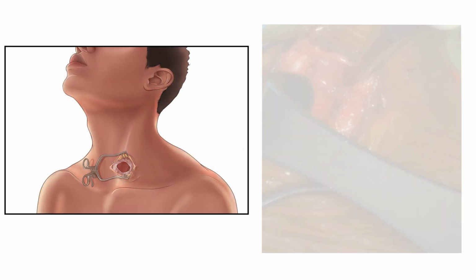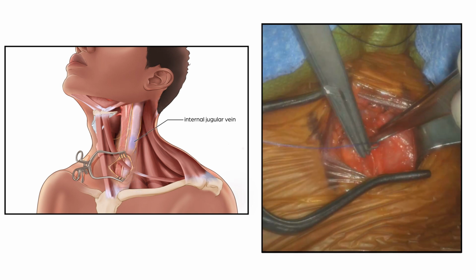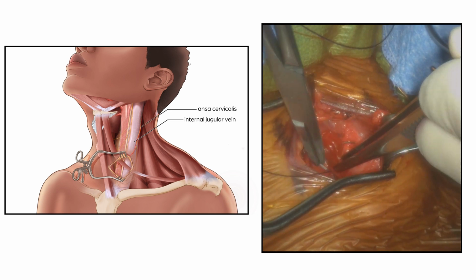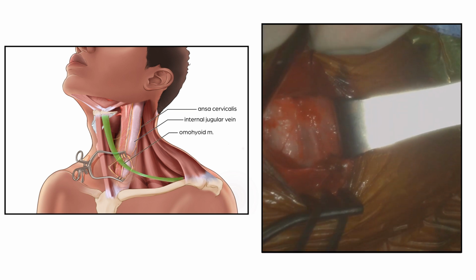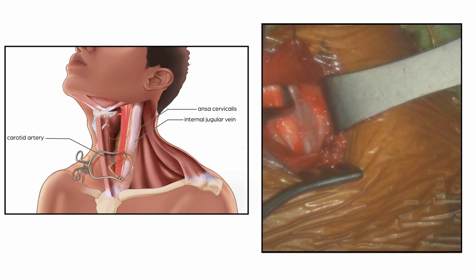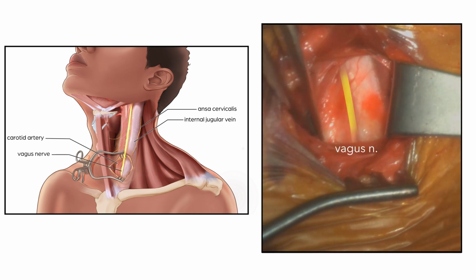The sternocleidomastoid muscle can then be retracted laterally. The overlying omohyoid can be retracted superiorly or inferiorly to assist with visualization. The ansa cervicalis is preserved. The carotid sheath is opened. And the vagus nerve is seen lateral to the internal carotid artery between the artery and vein.